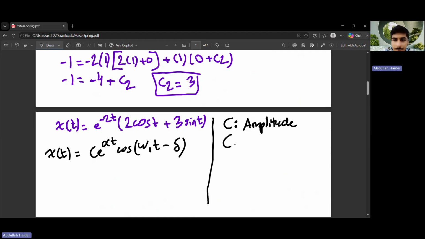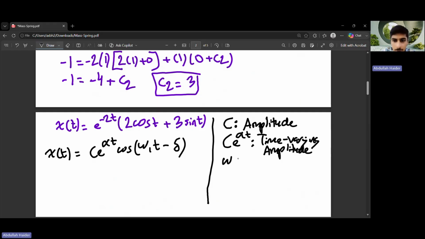And if you take the C e power alpha t as it is, this is called the time varying amplitude. It's pretty obvious because it is a function of t. Basically, this will be changing as t changes, and C is basically the amplitude, or the farthest distance it goes until it switches direction.